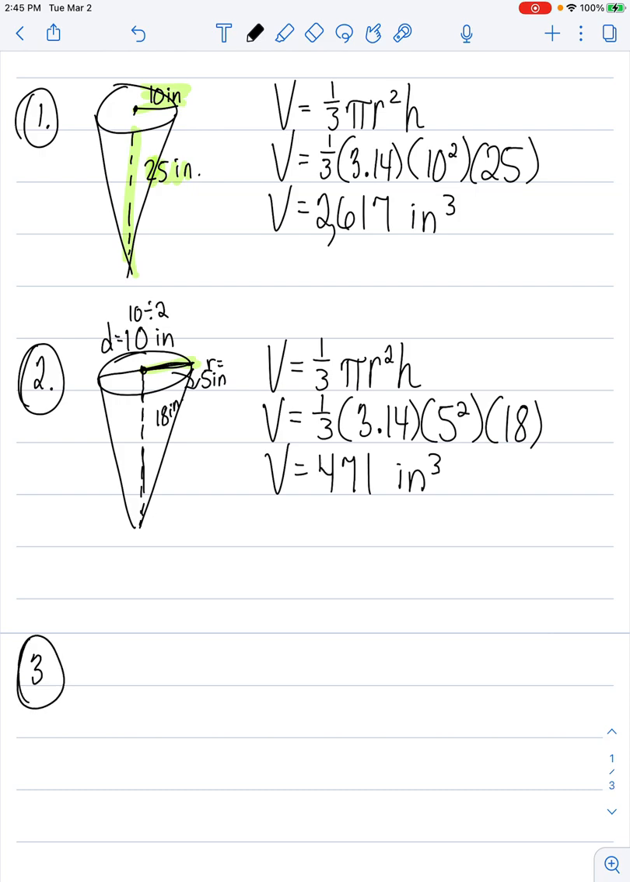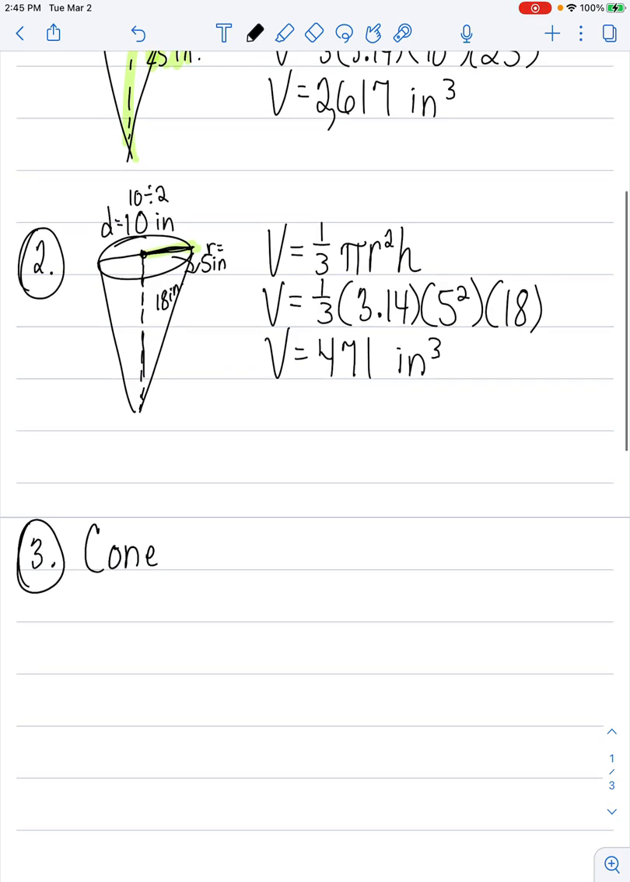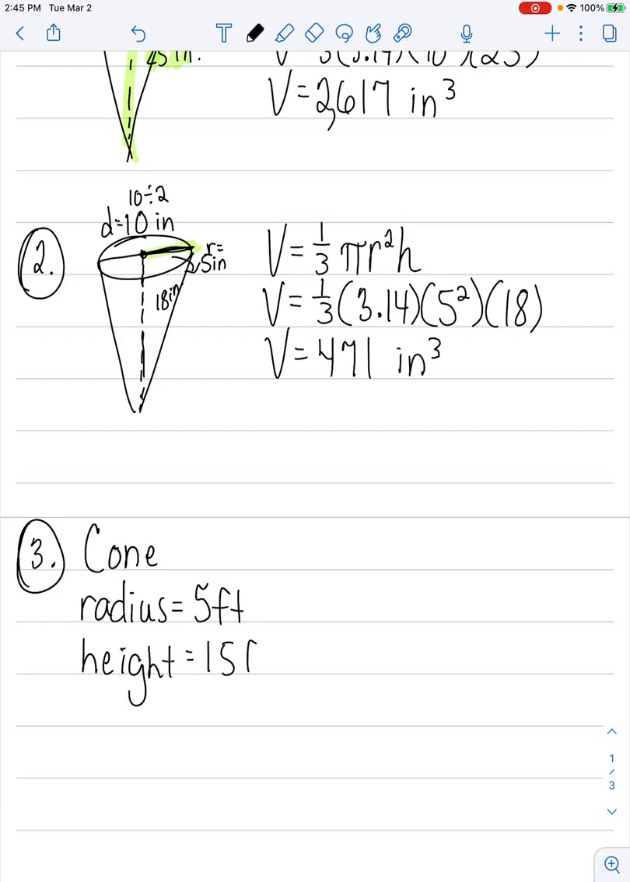Sometimes I'll just give you the words. I'll say, this is a cylinder. Nope, sorry, we're doing cones. Sorry about that. This is a cone that has a radius of 5 feet, and it has a height of 15 feet. What is the volume?